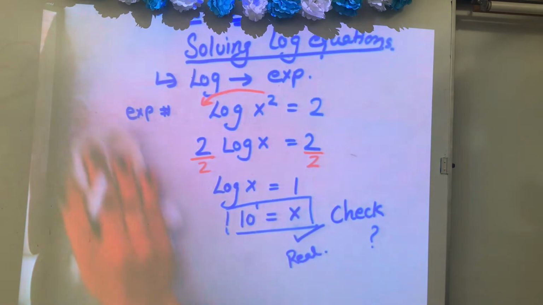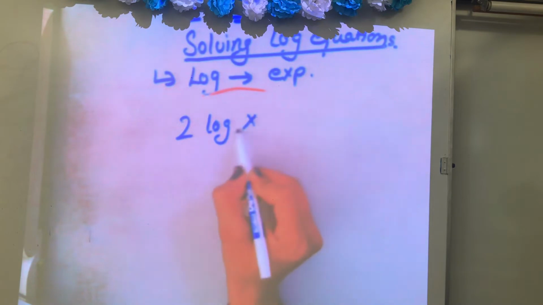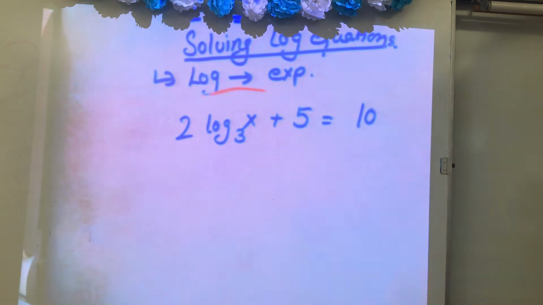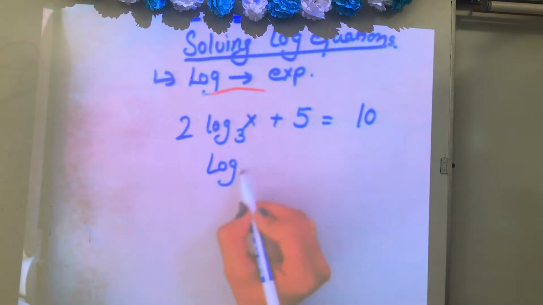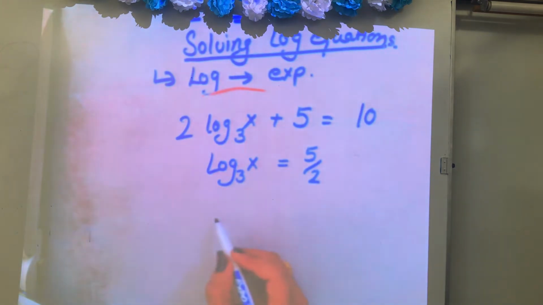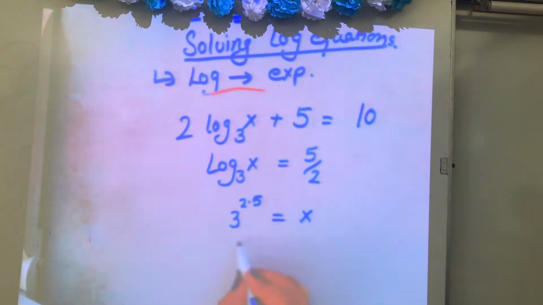Next one. So let's say I have 2 log x to the base of 3 plus 5. Again, I would isolate this log expression first. So take away 5 and divide by 2. This becomes 5 over 2. Time to switch. Bring down the base 3 and swap: 3 to the 5 over 2, which is the same as 2.5, and it's equal to x. So 3 to the power of 2.5 is equal to 15.58, and that's my solution.